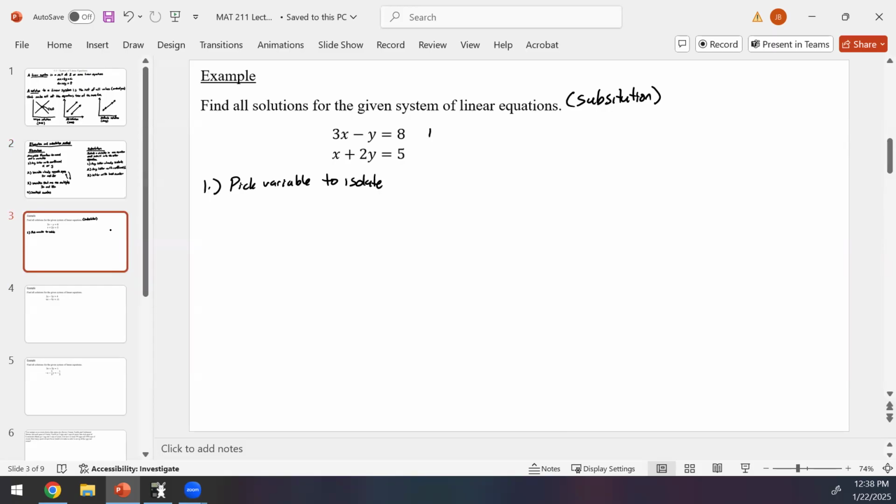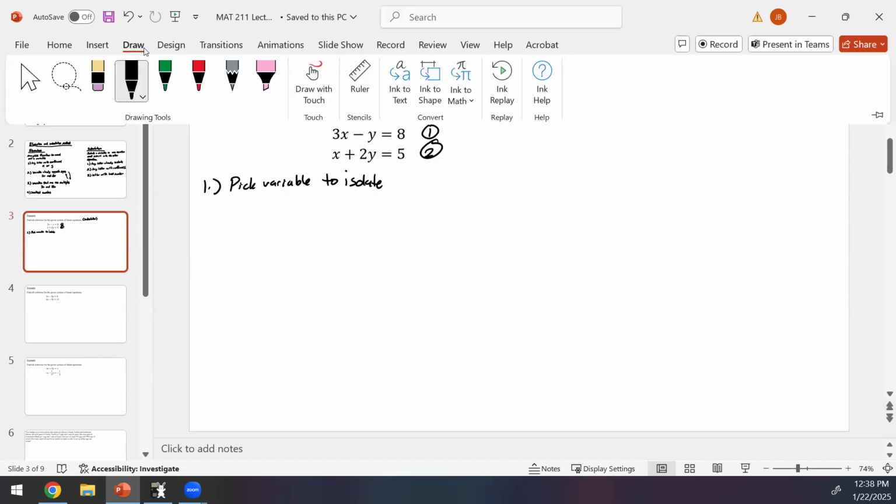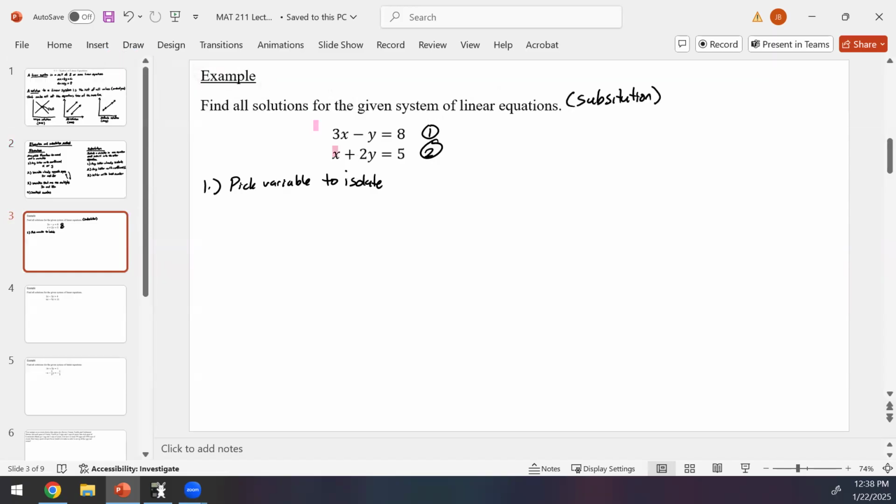Now, it's not a bad idea to label your equations like 1 and 2, just so you know which equation you're talking about. And again, following my progression, I want to pick a letter that's by itself, like, so there is none that's purely by itself. So then, are there any variables with coefficient 1? And I look and I have two options. I have x and y, right?